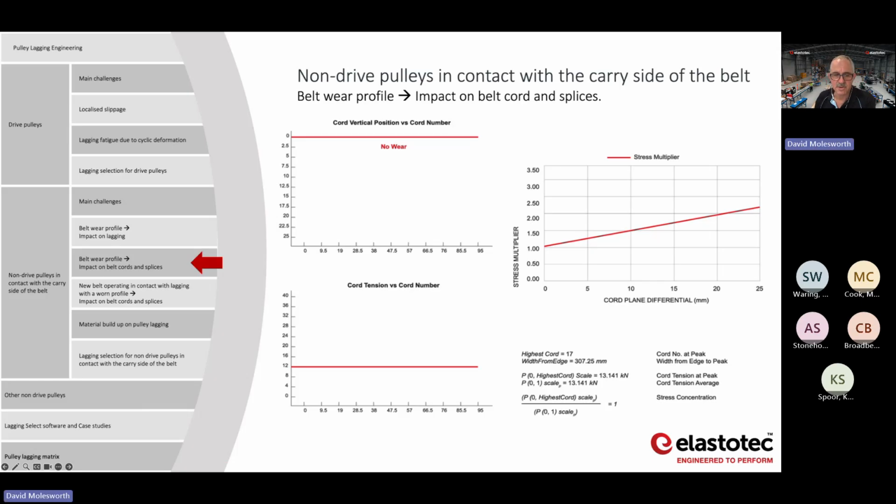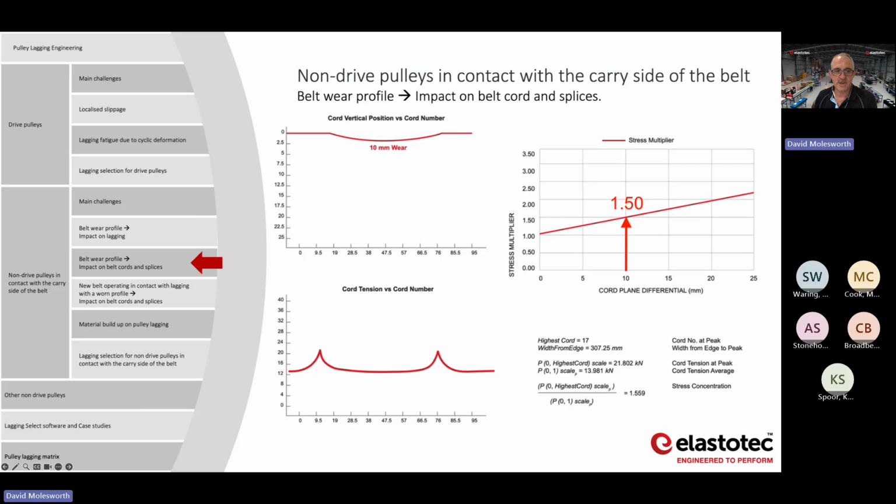This third graph, we've got what we call a stress multiplier. It's a magnification of the stress that you get on the edge of the wear, and we measure it with the chord plane differential, which is the combination of the wear of the belt and the wear of the lagging. These particular graphs are when the belt is brand new, so there's no wear in the belt, and the lagging's brand new, there's no wear in the lagging either. And so here your stress multiplier is 1. There's no magnification of the stress because there's no wear, no stress.